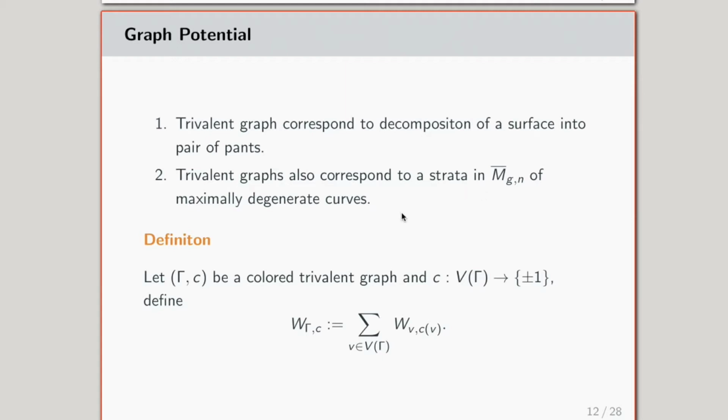So recall that if I have a curve like this, this is a stable curve of genus 2. The dual graph of this has one vertex for each component, and the edges correspond to the intersections. So you get this graph.